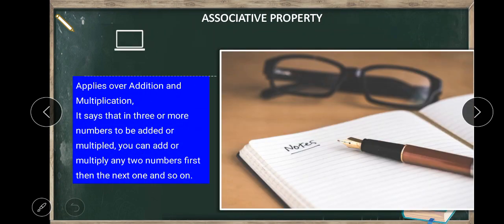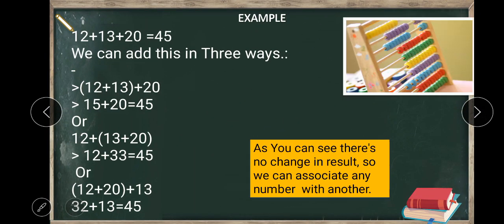Next, the associative property. It applies over addition and multiplication. It says that when 3 or more numbers are to be added or multiplied, you can add or multiply any two numbers first, then the next one, and so on. Hence, if you are dealing with three numbers in addition or multiplication, you can deal with any two first, no priority matters. As in the given example, 12 plus 13 plus 20 is equal to 45, then you can add any two first, then the third number.